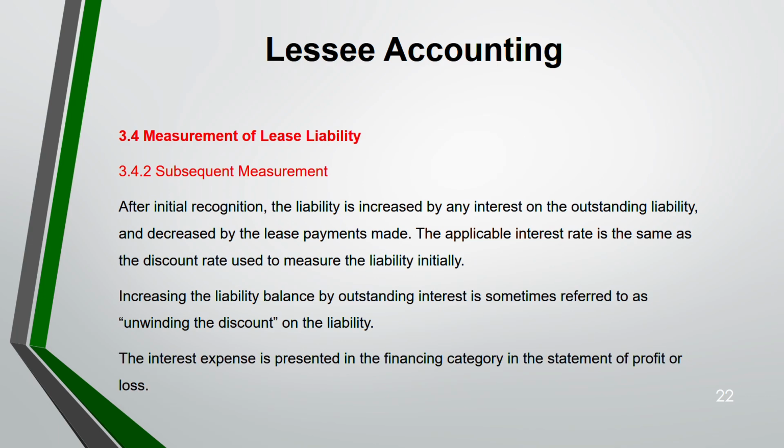The interest expense will be recognized in the financing category in your statement of profit and loss. It's a financing category because lease we normally do not take for operating purpose. Lease we take to finance. Okay, so it goes in the financing category. Always remember, since now IFRS 18 has been introduced, now you have to remember under which category your income and expense will be recognized in all your standards.